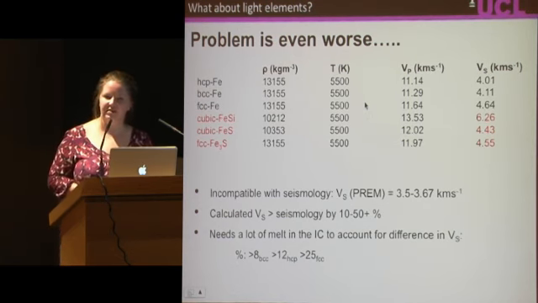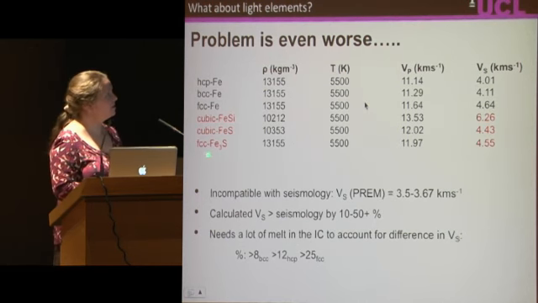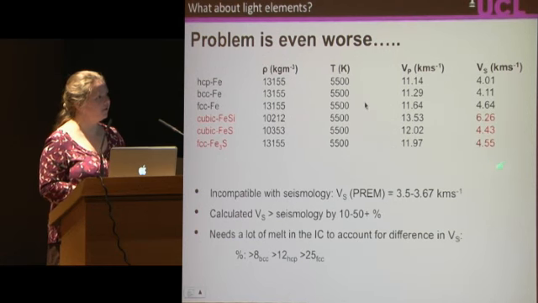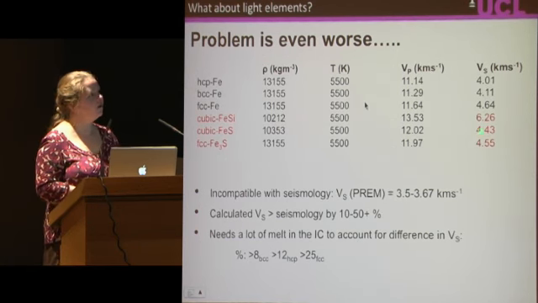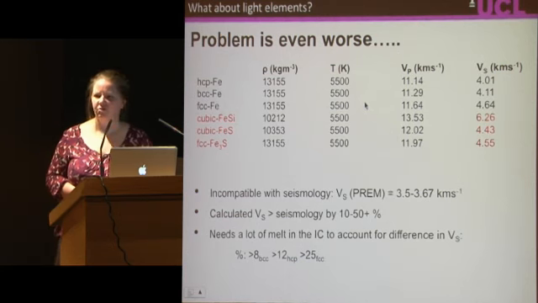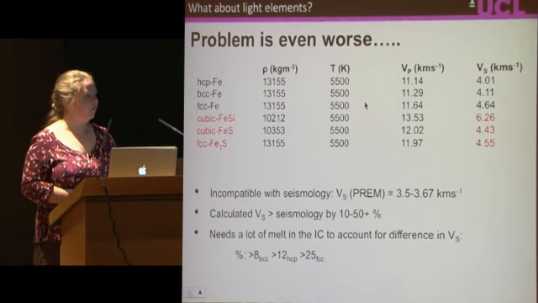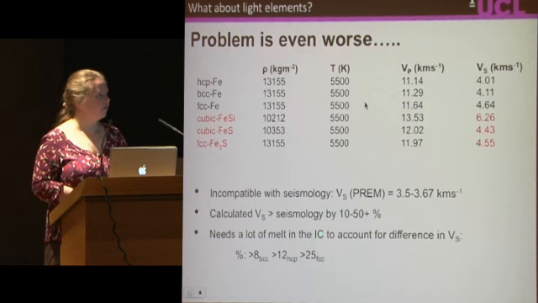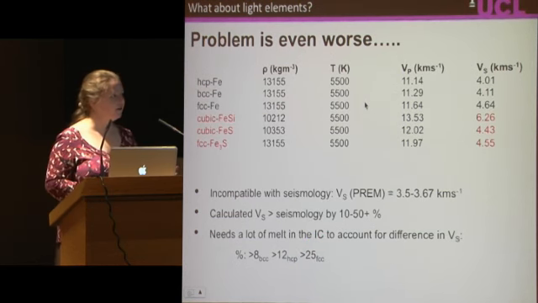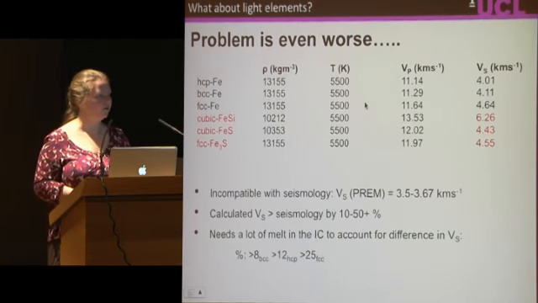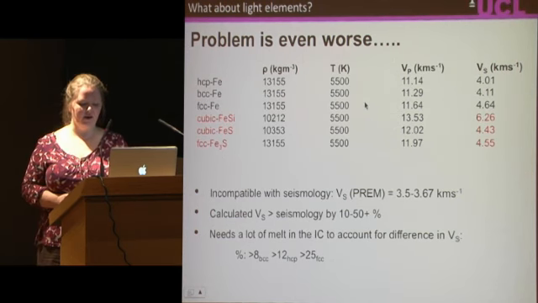So you add these light elements to pure iron, calculate the seismic wave velocities, and the problem gets even worse for the shear wave velocity. In fact, the difference is up to 50%, depending on, again, which numbers you choose. But 10 to 50%, okay, for adding light elements. So that's gone the wrong way. So light elements do not help us with the shear wave velocities. What's more, the amount of melt that would give in the inner core, if you went along that model, would be significantly more than 25%. So it's all starting to look a bit unlikely.